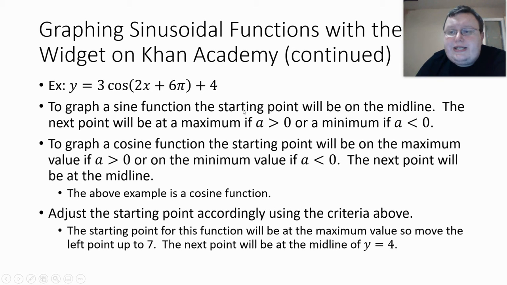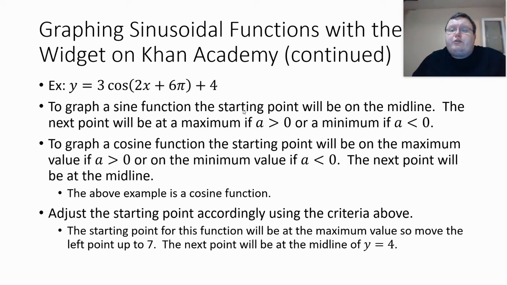So this is going to be the difference between graphing sine and graphing cosine. This is what I'm talking about here. I had a question about what's the difference between those two, and that's a great question. To graph a sine function, the starting point will be on the midline. Sine starts on the midline. The next point will either be a maximum or a minimum.